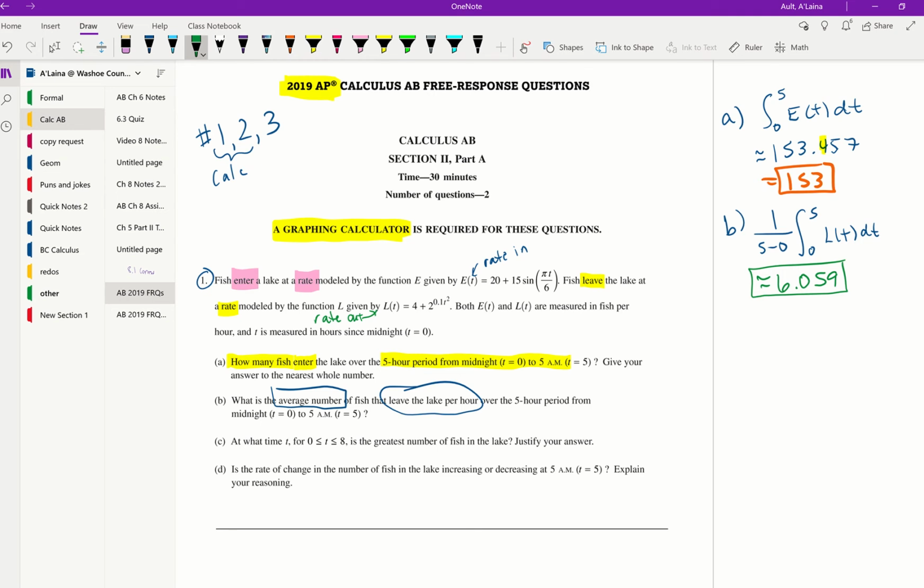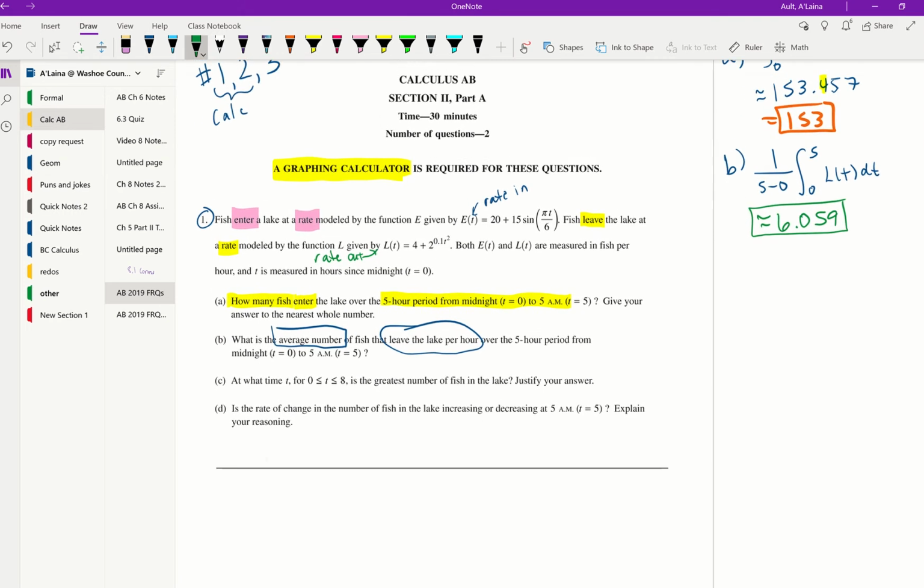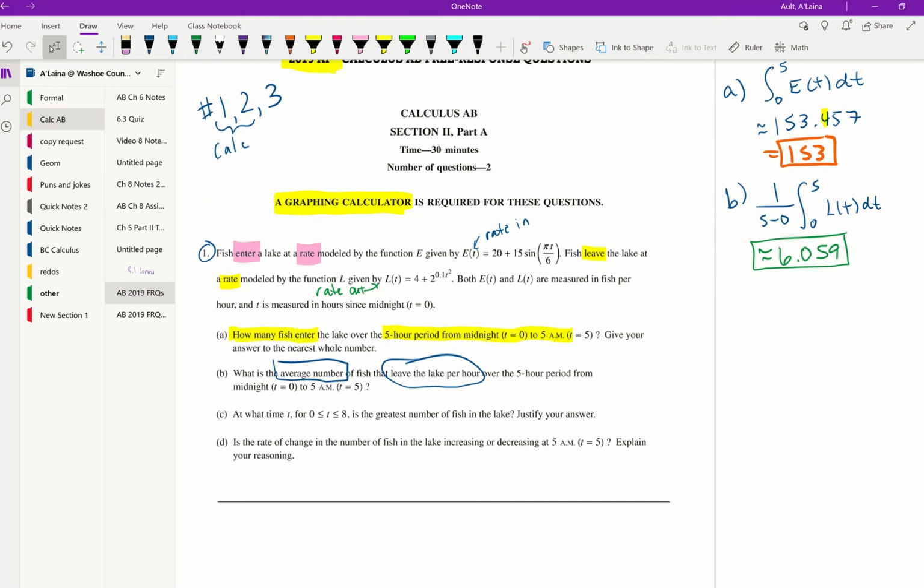Let's take a look at part C. At what time is the greatest number of fish in the lake? Justify your answer. This is actually a pretty challenging portion here of this problem. First of all, when you see the greatest number, you do want to understand that this is an absolute max. And this absolute max is over a closed interval. So we're going to use the closed interval test to solve this problem.